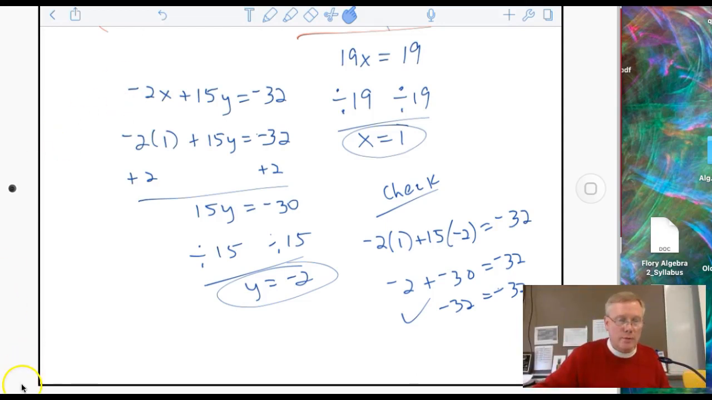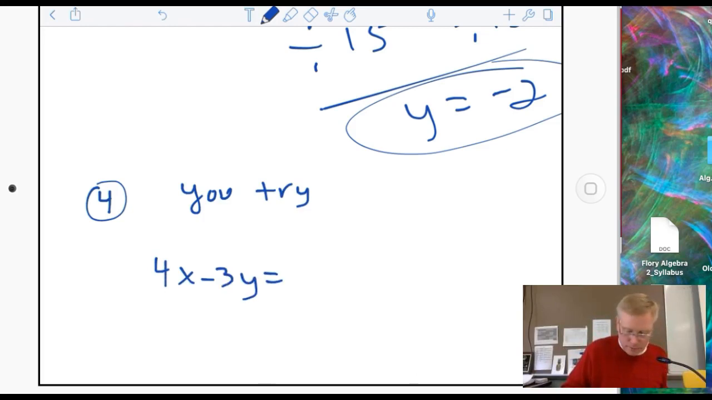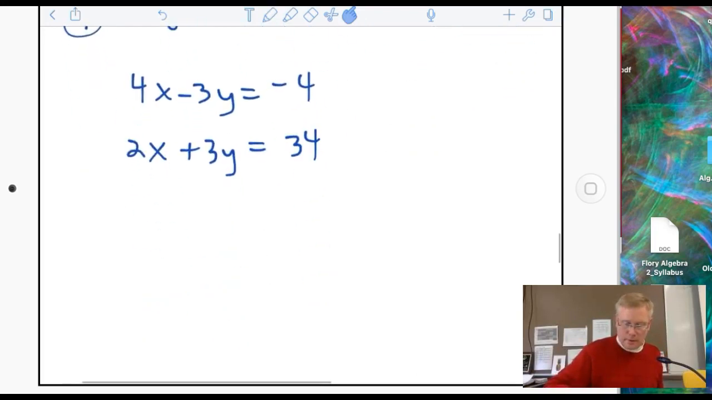I'm going to do one more. Have it be you try. Okay, you try. Here's the system. 4x minus 3y equals -4, and 2x plus 3y equals 34. Okay, you go ahead and do that. Hit pause, then come back to me.